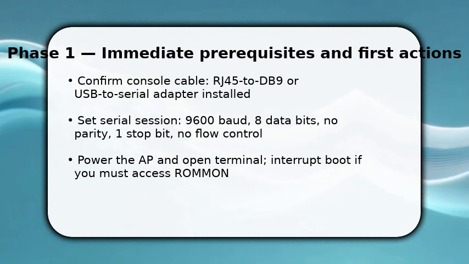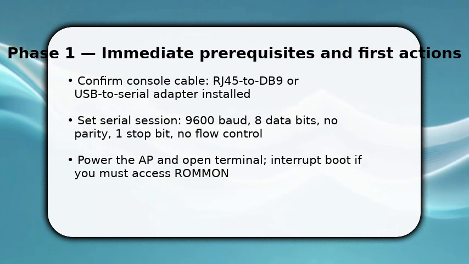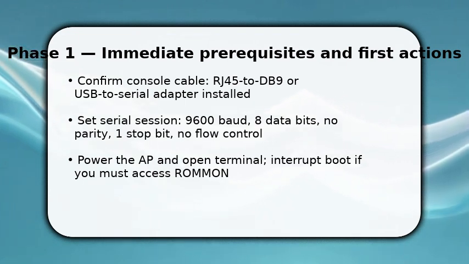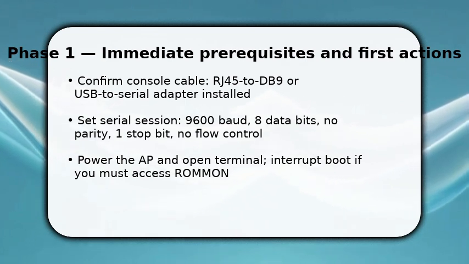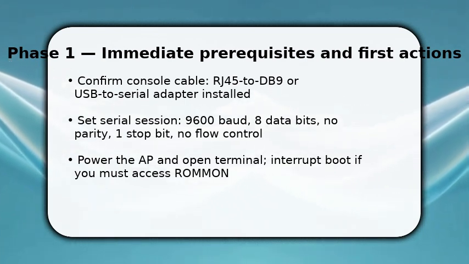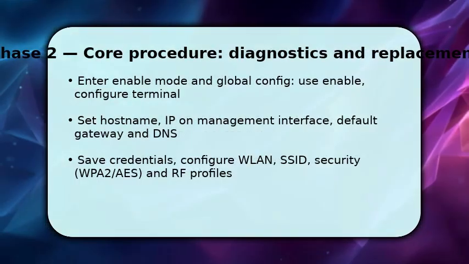If you need early access, send a break to interrupt the bootloader. Make sure to note the model and current boot image name before proceeding to config changes. You now enter Enable mode and drop into Global Configuration to set the basics. Use Enable and Configure Terminal.